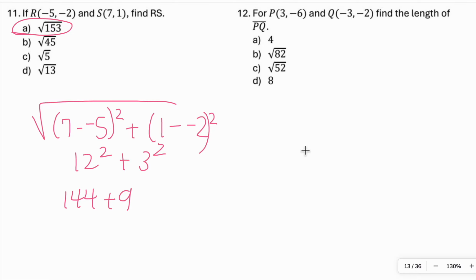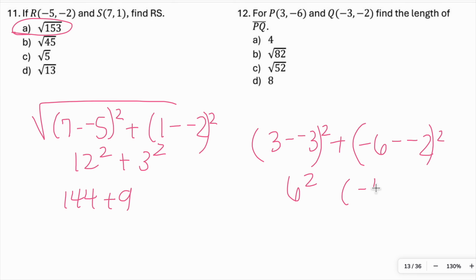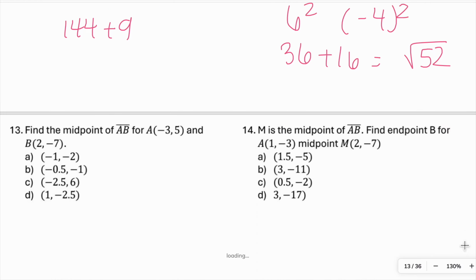P and Q, find the length of P and Q, so again the distance. So I'm going to do 3 minus -3 squared and -6 minus -2 squared. For my y's, that'll be 6 squared and then -4 squared, or 36 plus 16. That is going to give me 52, and the square root of 52 is still not a perfect square.